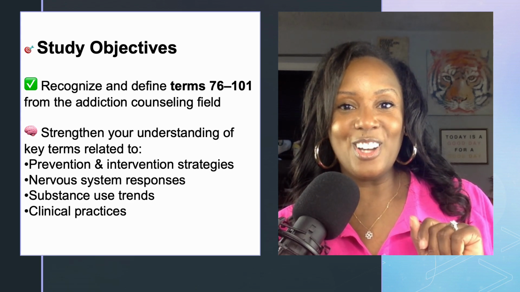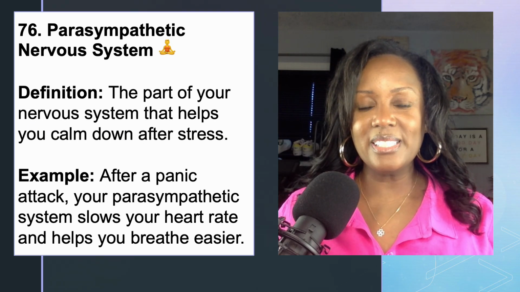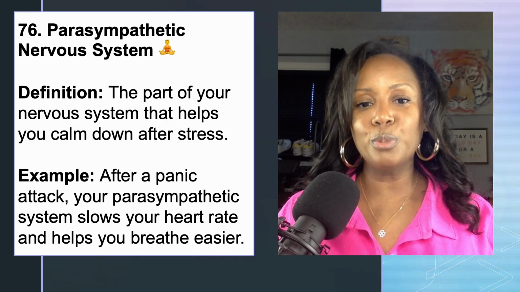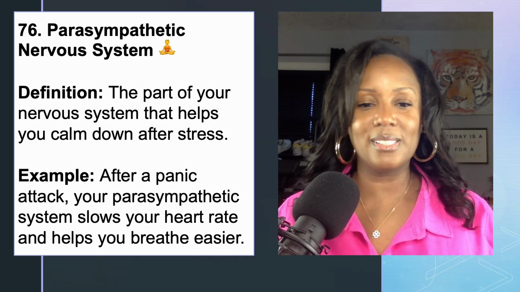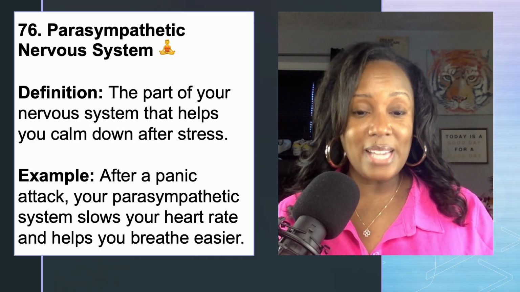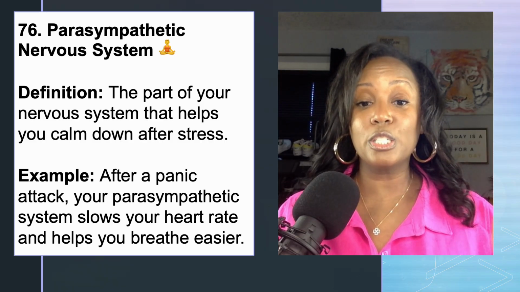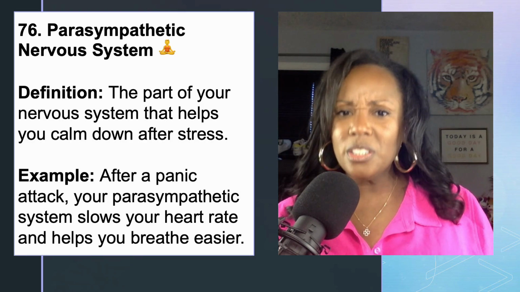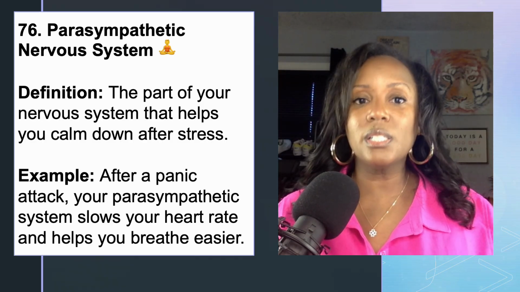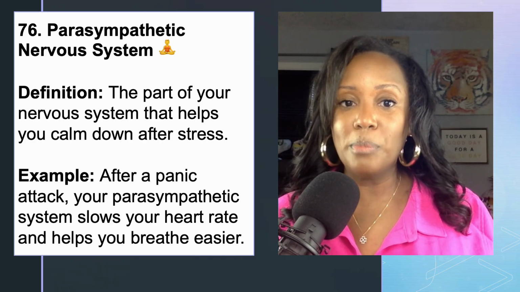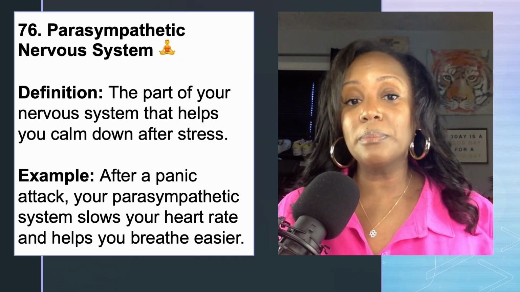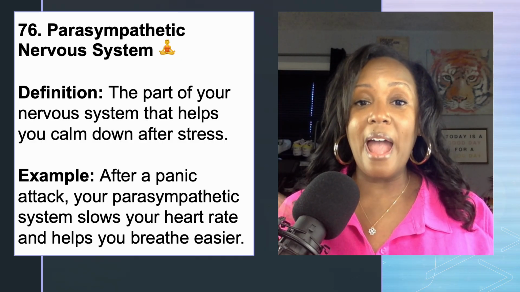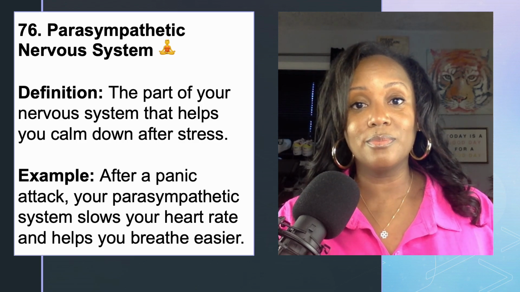Let's get started. Term 76 is parasympathetic nervous system. This is the part of the nervous system that helps you calm down after stress. An example would be after a panic attack, your parasympathetic system slows your heart rate down and helps you breathe easier. This is what we call the chill system. It steps in to slow things down after stressful moments. Knowing about the parasympathetic nervous system helps us teach clients how to regulate better after a trigger or craving.